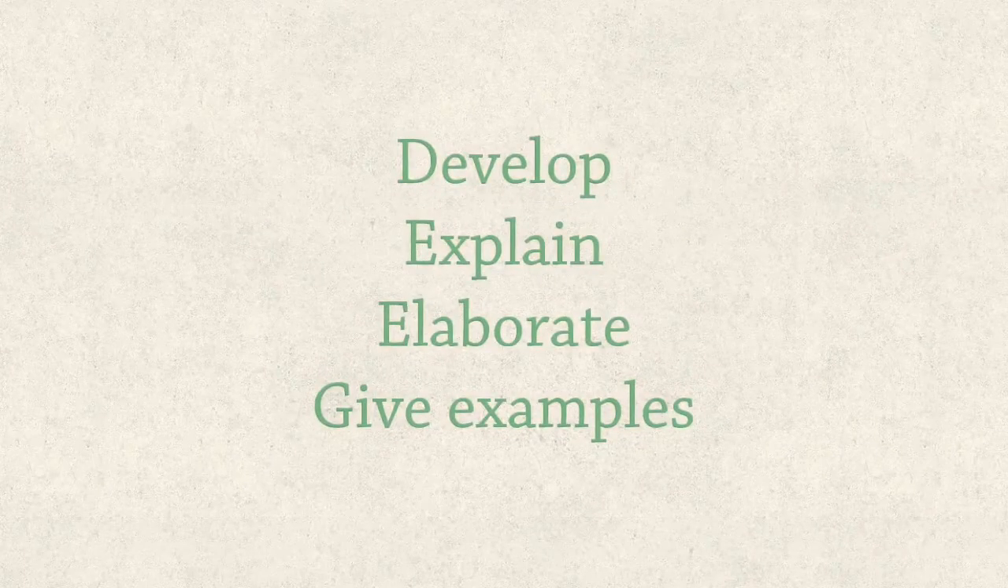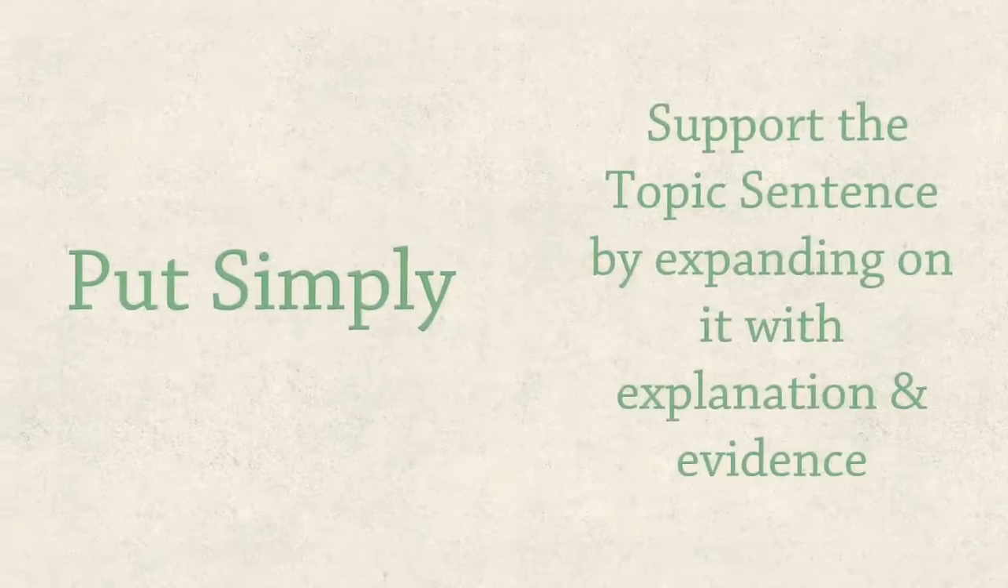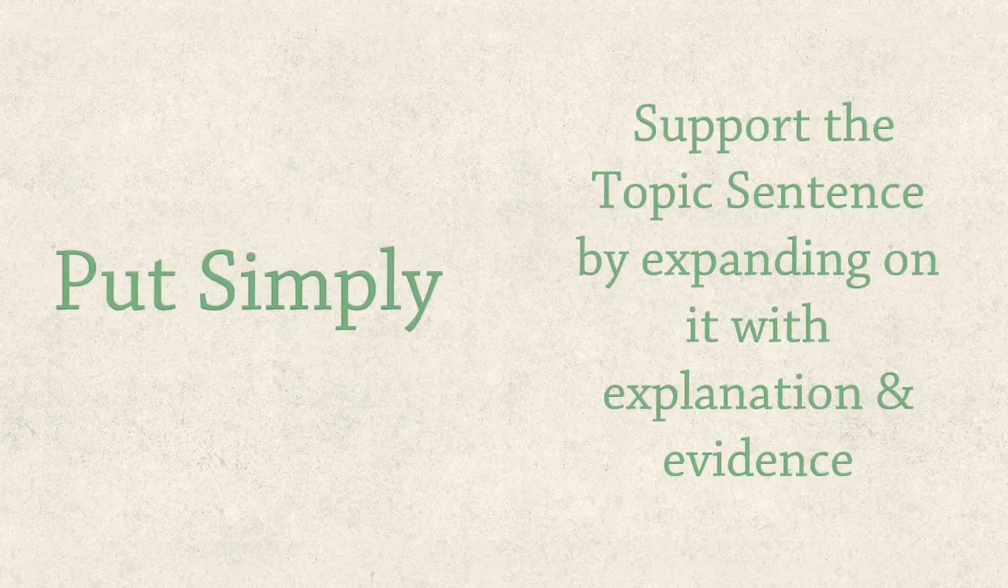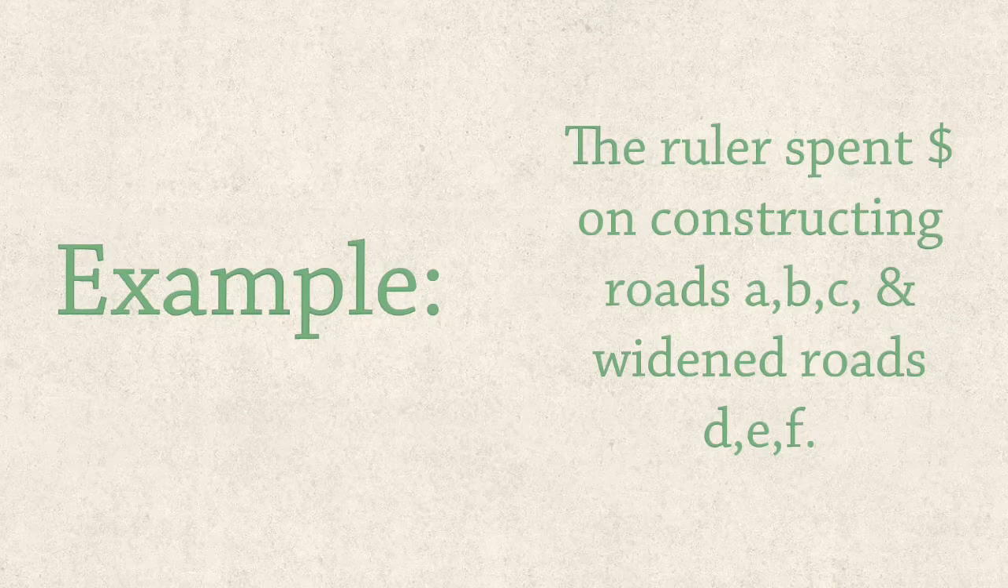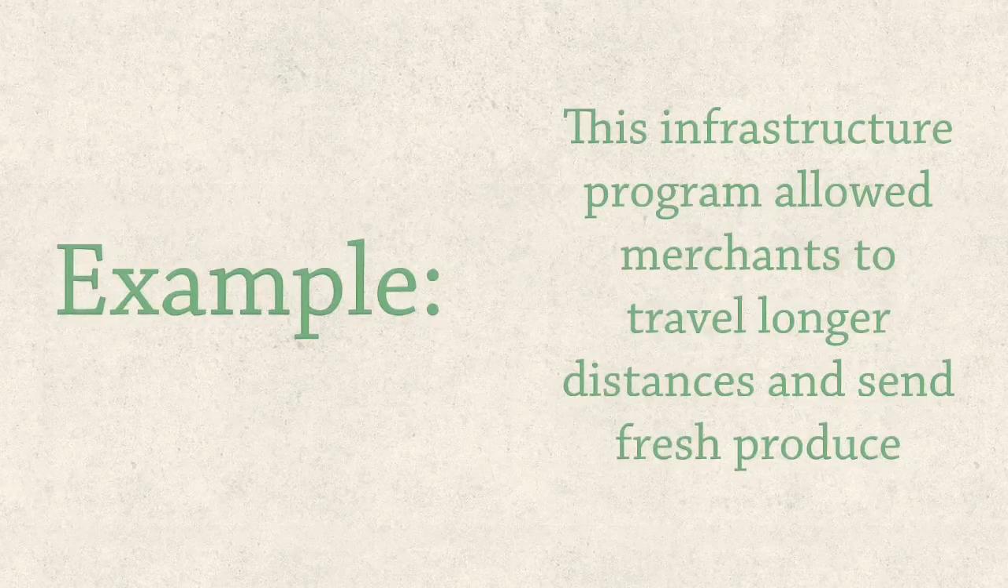The main part of the paragraph, or the meat in the sandwich, is developing, explaining, elaborating, and giving examples, or DEEE, if you're into that kind of thing. Put simply, you're supporting the topic sentence by expanding on it with explanation and with evidence. So for our example, we might say, the ruler spent X amount of money on constructing roads A, B, and C, and spent X amount of money widening roads D, E, and F. This infrastructure program allowed merchants to travel longer distances and to send fresher produce.